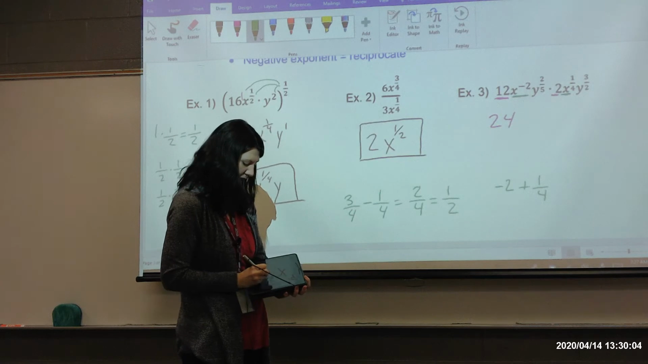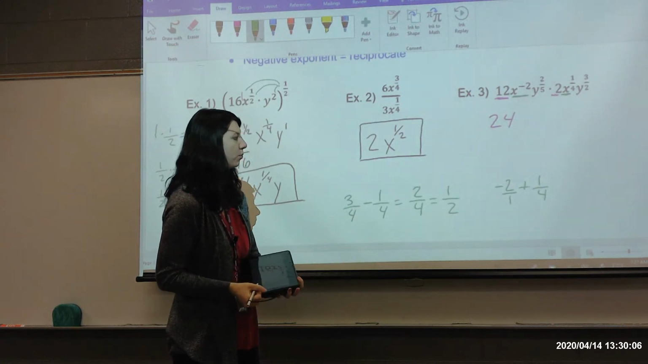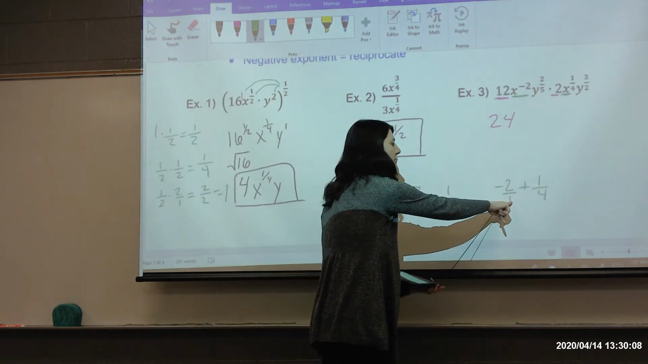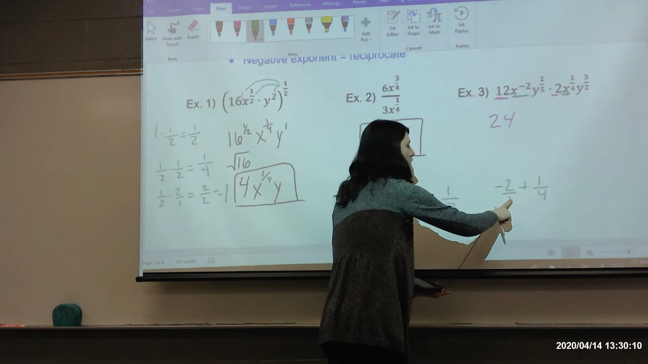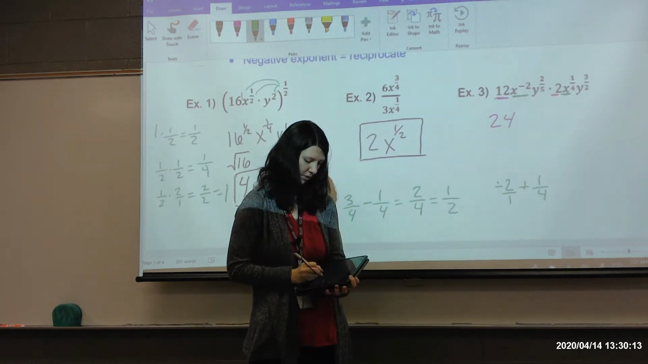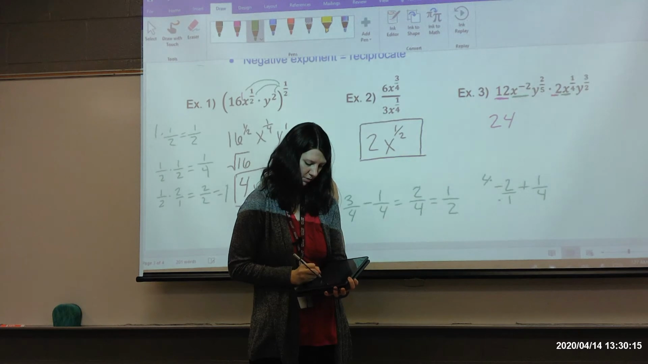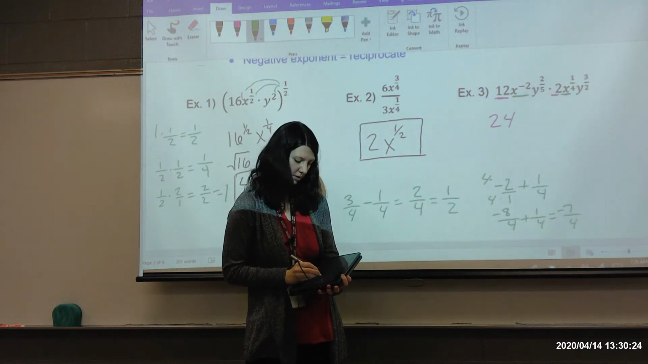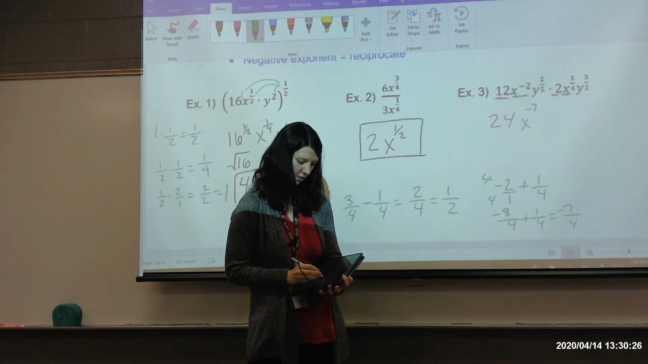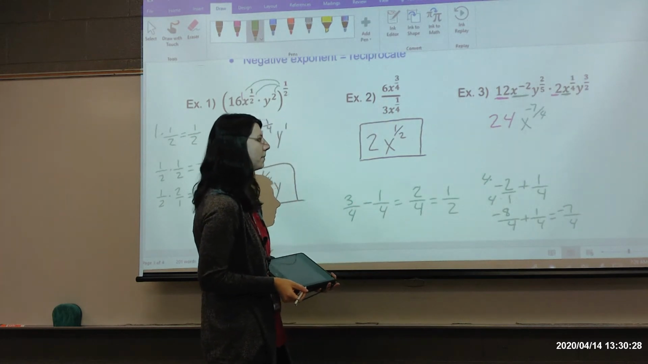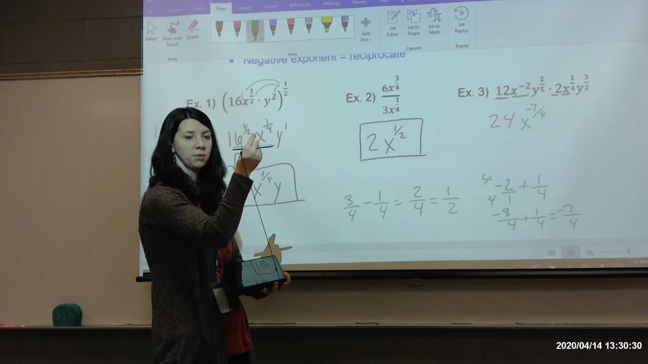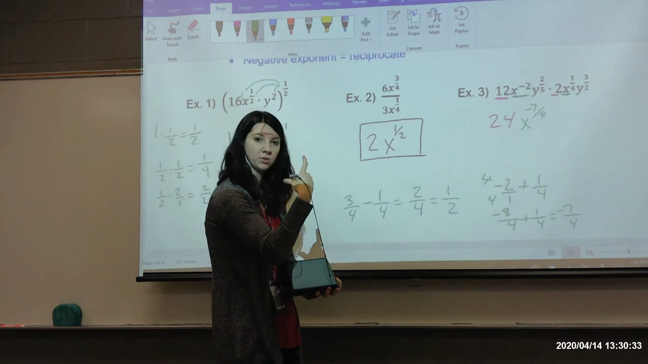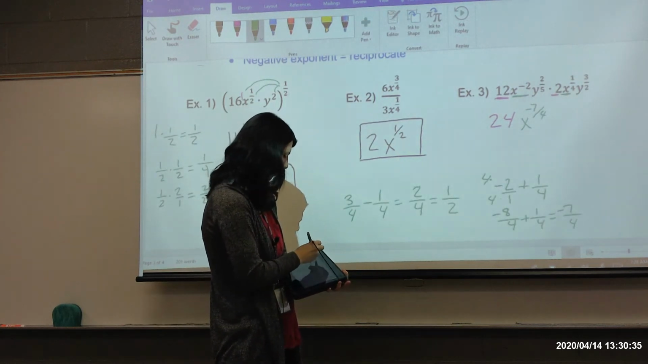If I want to add, I'm going to think of that as a negative 2 over 1, and I need common denominators. So common denominator would be 4. I'm going to multiply by 4 over here. So times the top by 4, times the bottom by 4, and I'll get negative 8 over 4 plus 1/4, and that gives me negative 7 over 4. So that means x to the negative 7 over 4. Okay? Make sure your exponents look like exponents. With these fractional exponents, it's easy to make them too big, so just be very careful with your formatting.